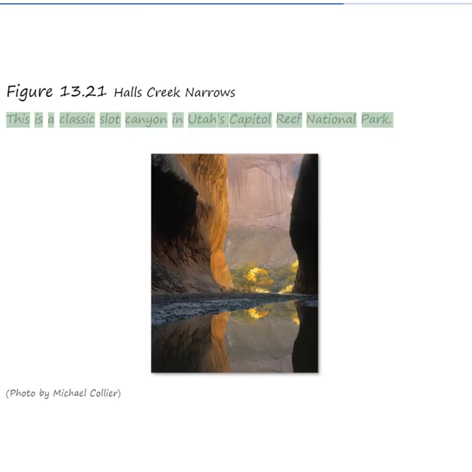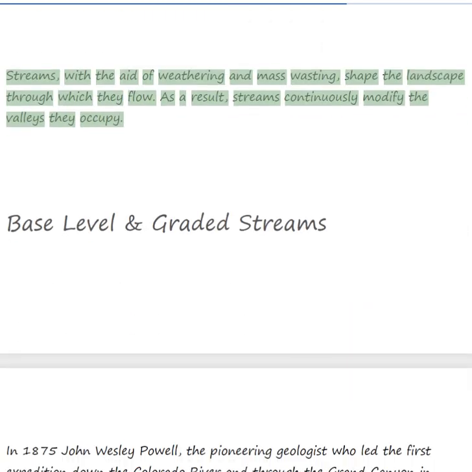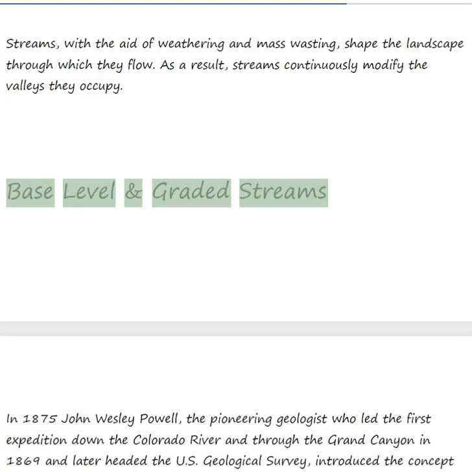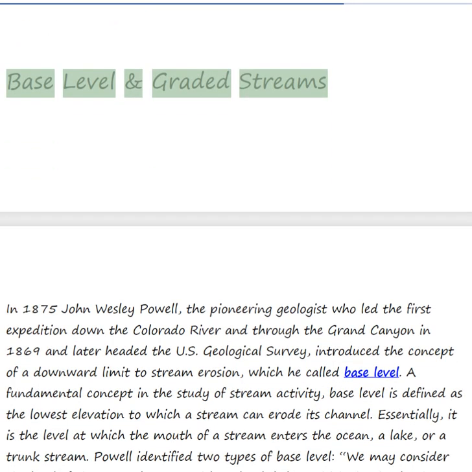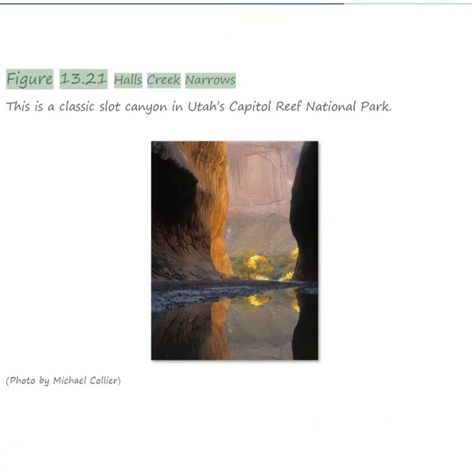This is a classic slot canyon in Utah's Capitol Reef National Park. Streams, with the aid of weathering and mass wasting, shape the landscape through which they flow. As a result, streams continuously modify the valleys they occupy. Base level and graded streams. Figure 13.21: Halls Creek Narrows.